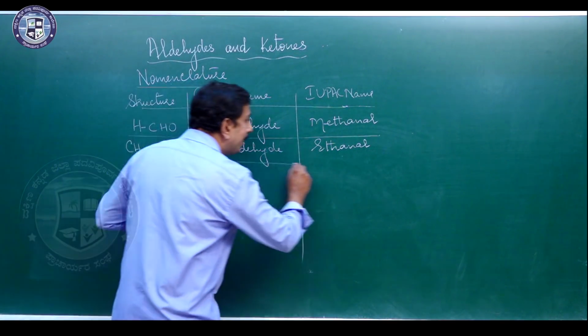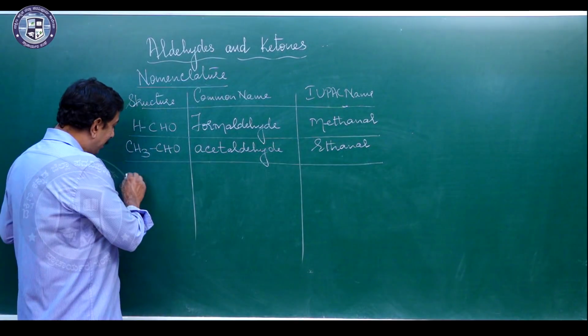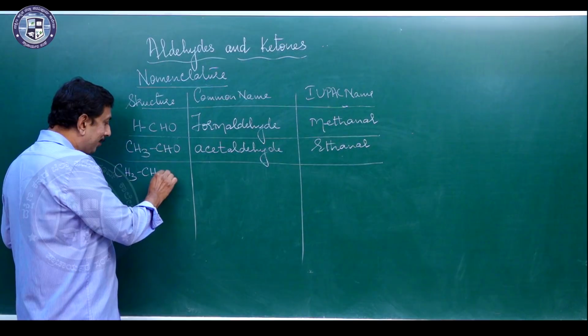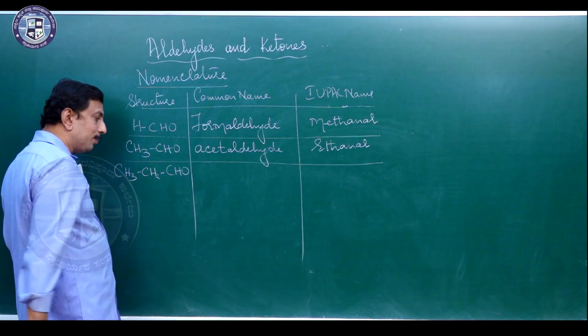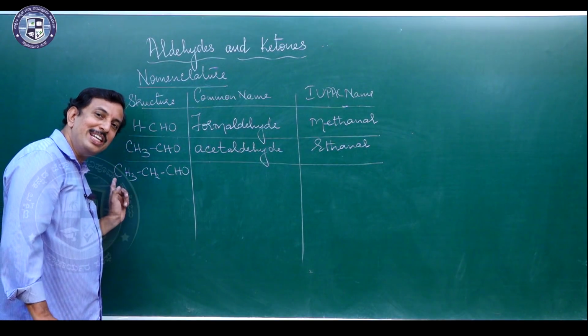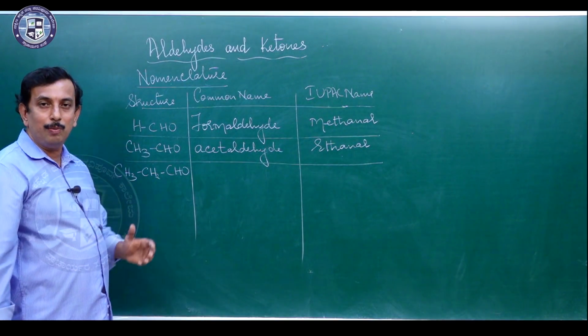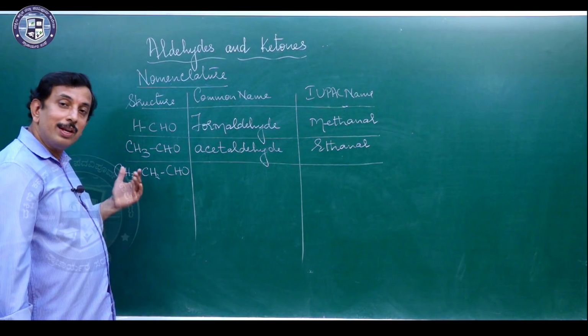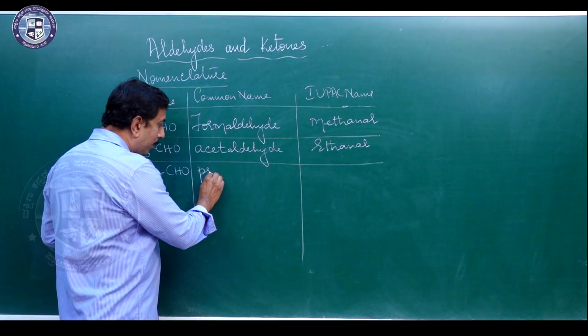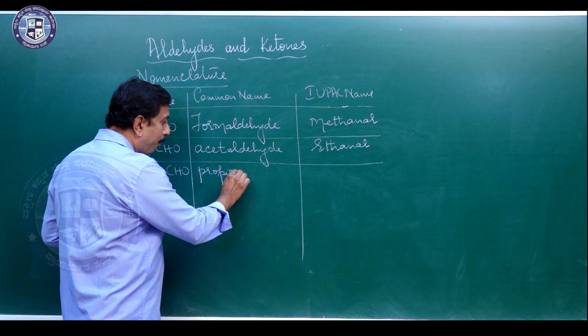Similarly, if I go with the next compound here, that is the third member of this simple aliphatic aldehyde series, that is CH3CH2CHO. We can see now here CH3CH2, C2H5, is an alkyl group by name ethyl. So it is linked to the CHO group, and this compound is called in the common system propionaldehyde.